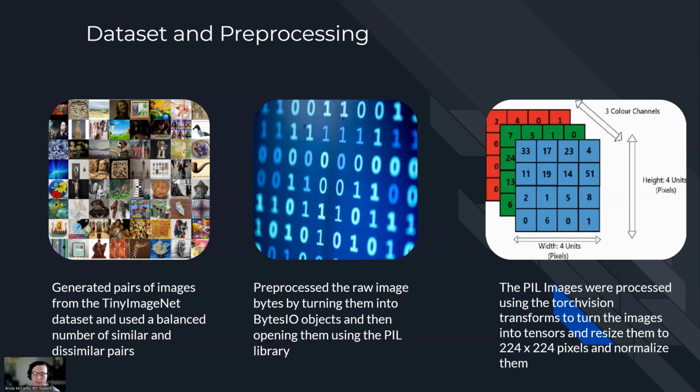And then from these image objects, we process them into torchvision tensors using the basic torchvision transforms, and then resize them into 224 by 224, which is normal for the MobileNet data input. And then we normalize them to make the model easier to learn.